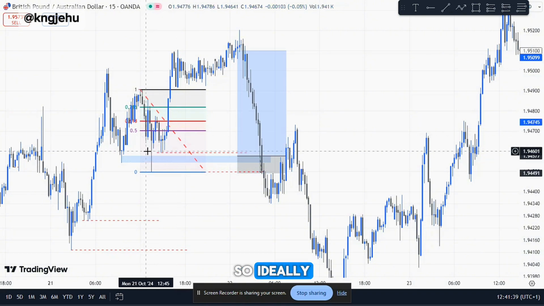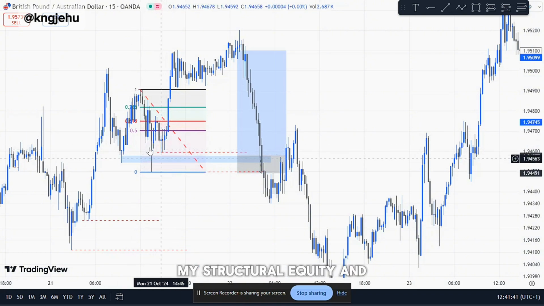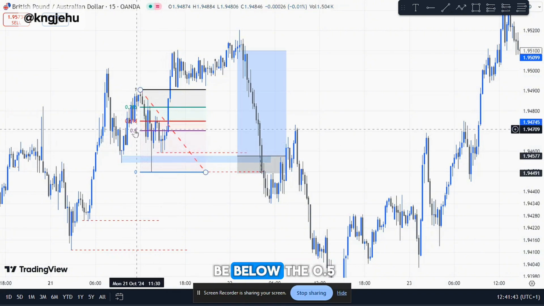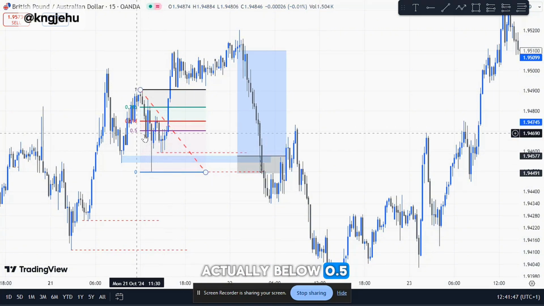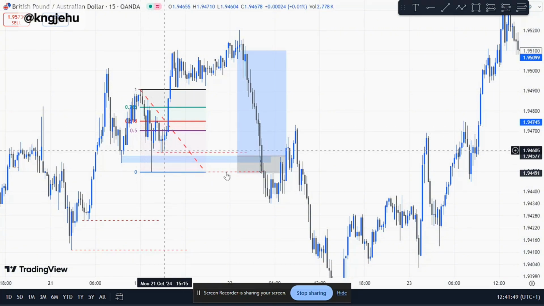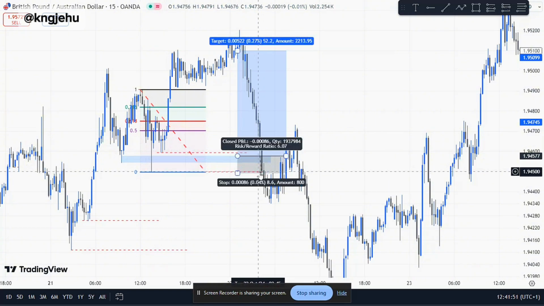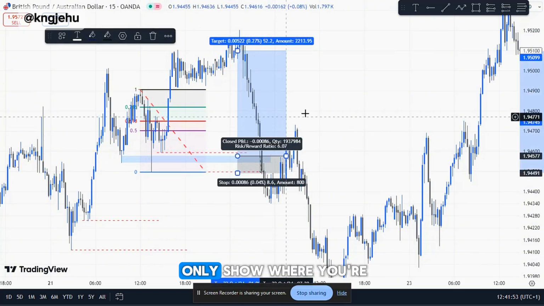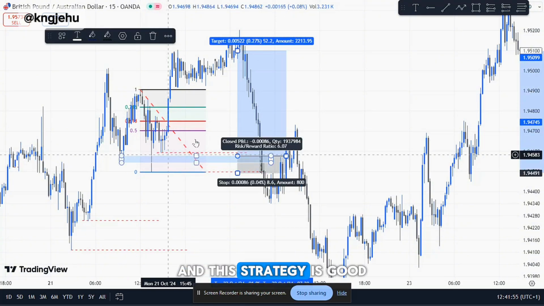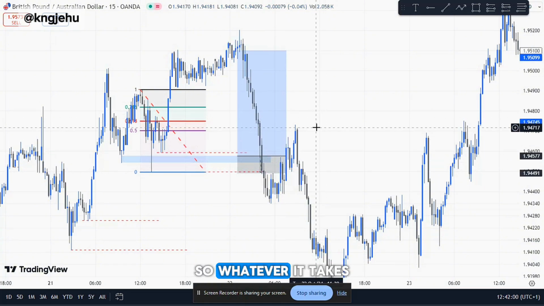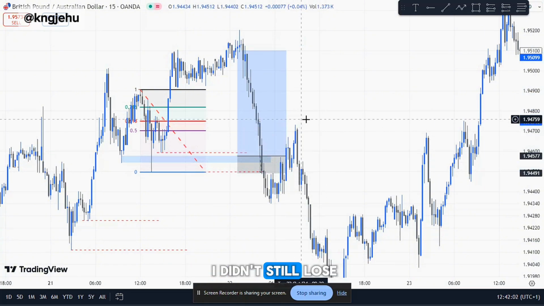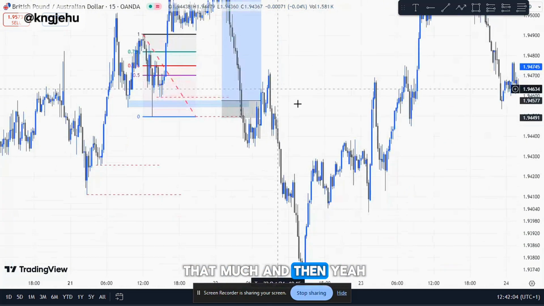So ideally, my structural liquidity and QMR are supposed to be below this 0.5, especially structural liquidity, and you can see it's actually below 0.5, but this setup still failed. But at least you only trade what you're willing to risk, and this strategy is good because your stop losses are always going to be tight. So whatever it takes, I still didn't lose that much. And then yeah, that's all.